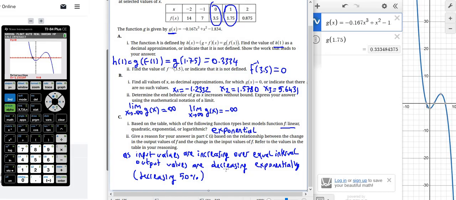Or you could say that output values are proportionally decreasing on the same increment with the same rate. So anything equal to this expression gets the full credit. Or this is just by definition of the exponential function.